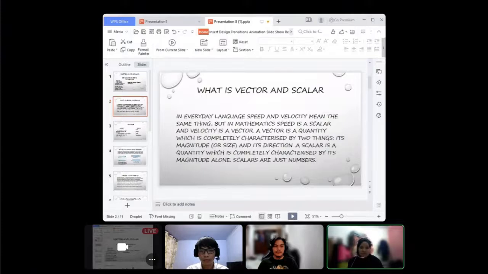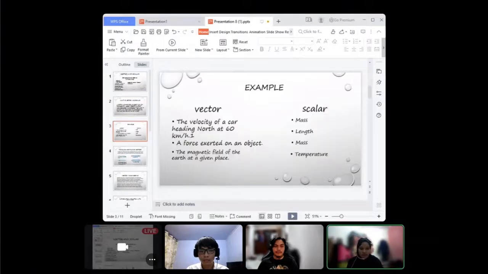Scalars are just numbers. For example, vectors: the velocity of a car heading north at 60 km per hour, a force exerted on an object, the magnetic field of the Earth at a given place. And the scalars are mass, length, and temperature.